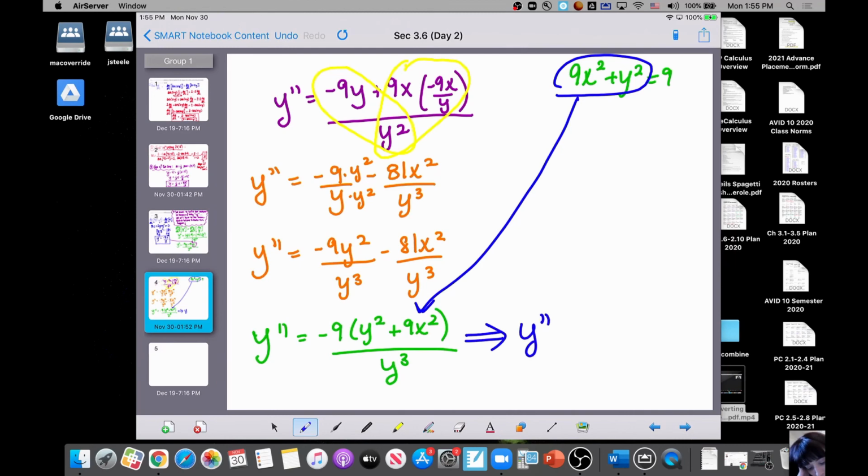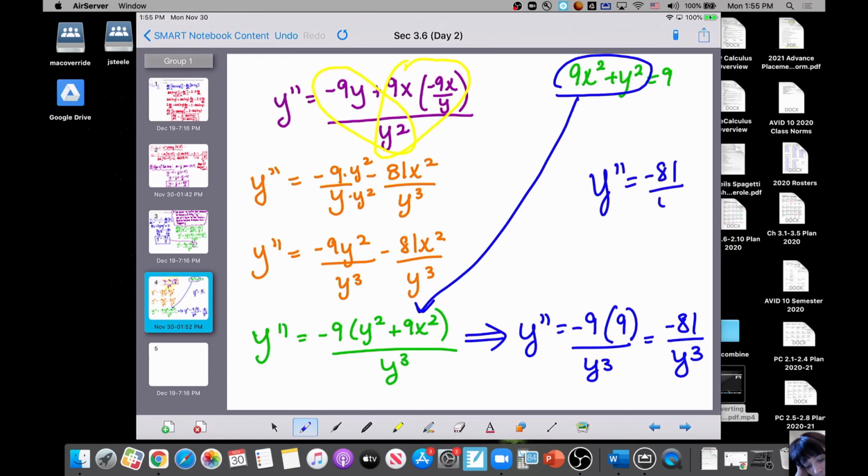So my y prime prime is going to be negative 9 times y squared plus 9x squared is 9 over y cubed. So I get a final answer of negative 81 over y cubed. So I have officially written my second derivative in terms of only y. And that required some implicit differentiation and several fancy substitutions using some algebra along the way.